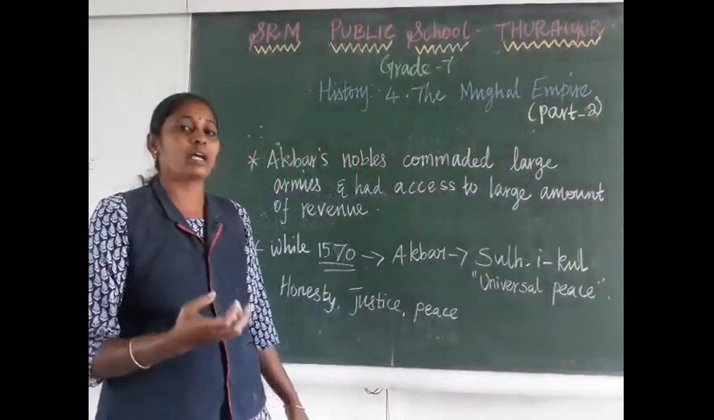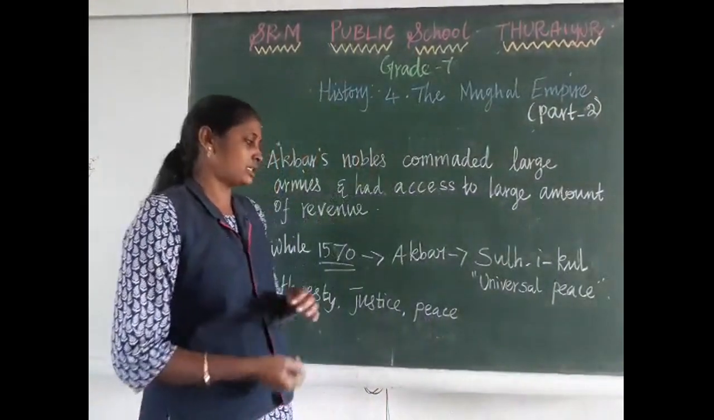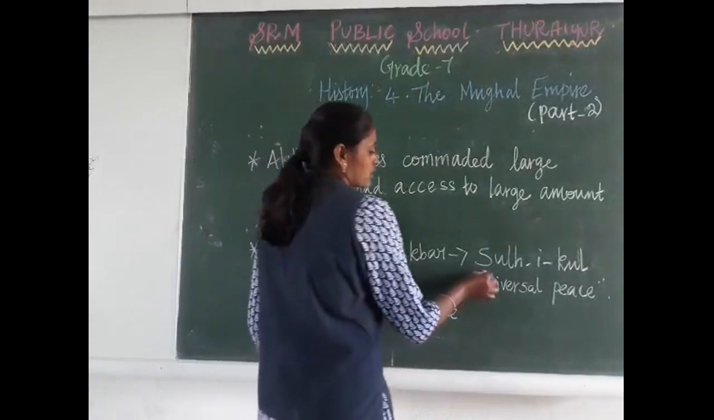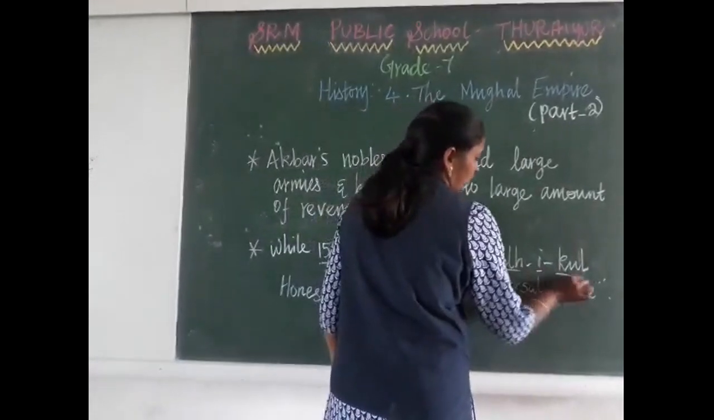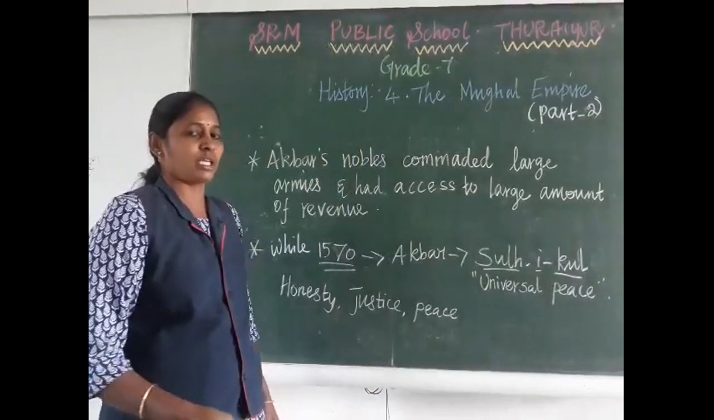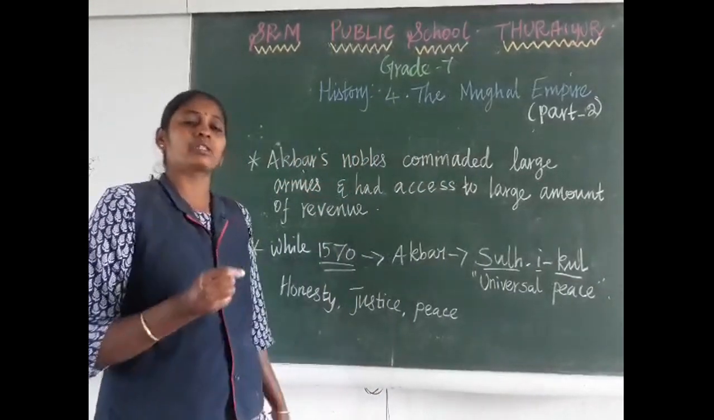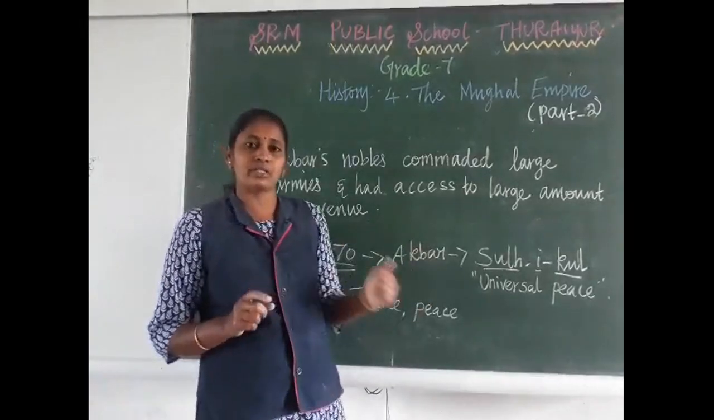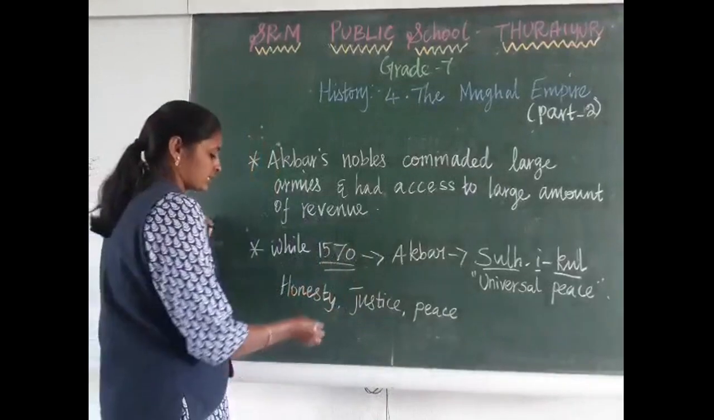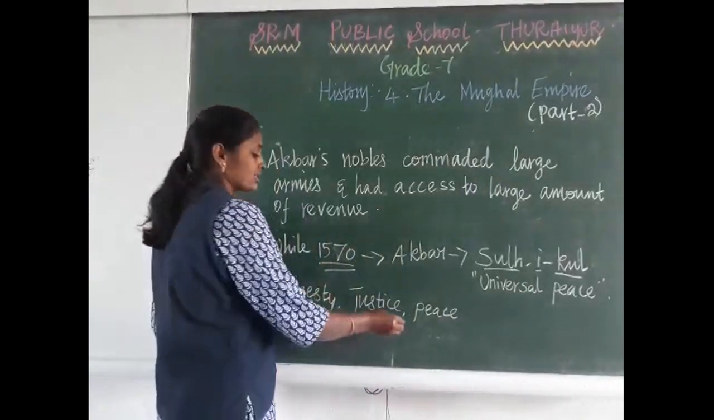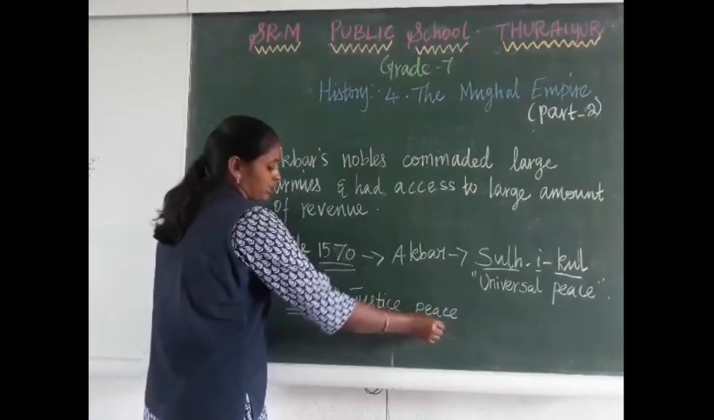He started a new religion. That religion's name was Sulh-i-Kul, or universal peace. He did not force the people to follow this religion. What he focused on in this religion was honesty. A person should be very honest, and value justice and peace. That was his main motto.